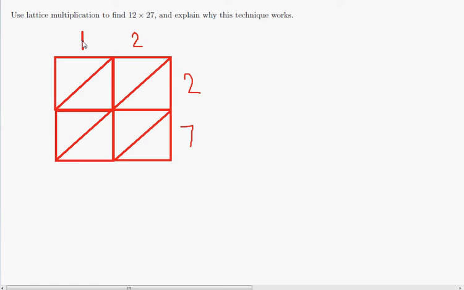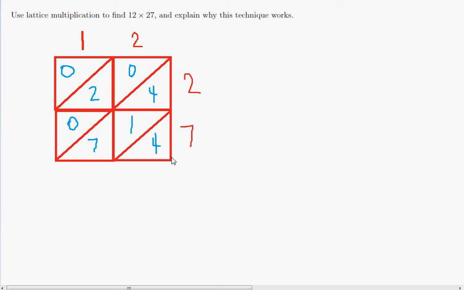So here we'll have 1 times 2 goes here. That's 2. 1 times 2 is 2, so I write 0, 2, and that goes in this square. 2 times 2 is 4, so 4 goes over here. 1 times 7 is 7, so I'll write 7 here. And 2 times 7 is 14, so I'll write 14 over here. So I just took all the products.